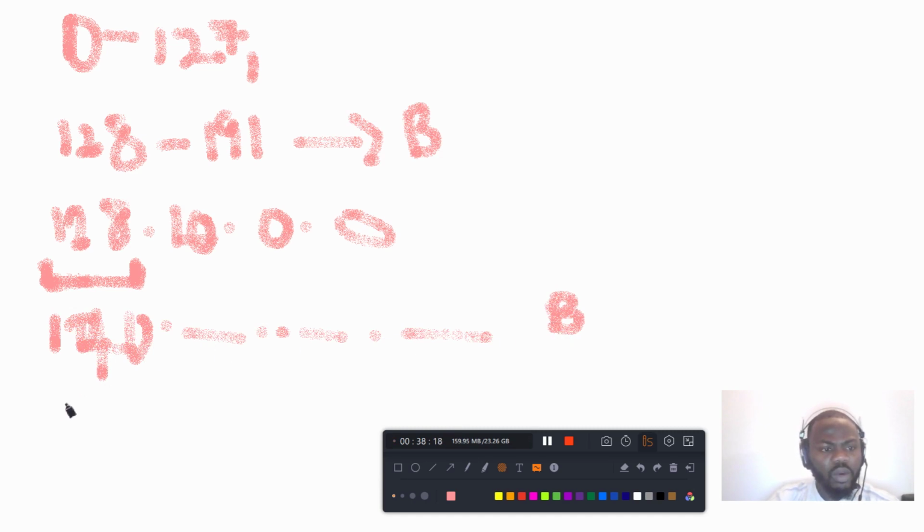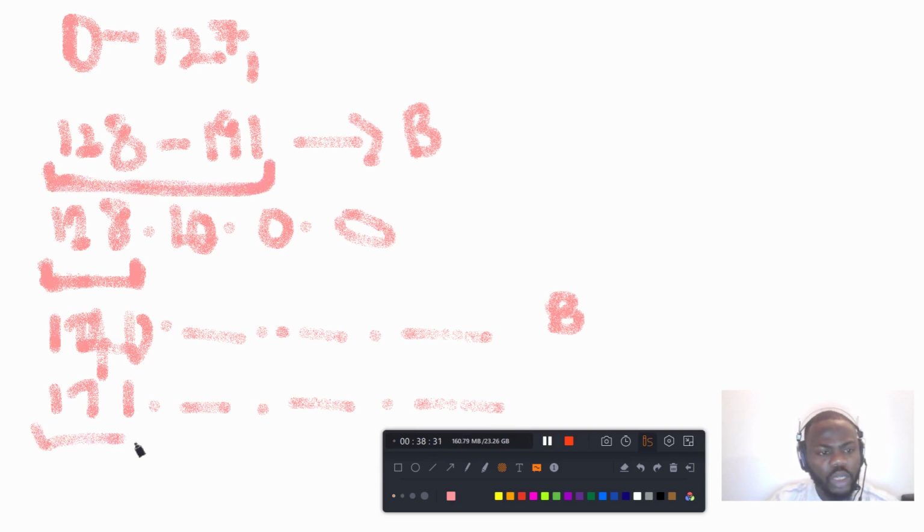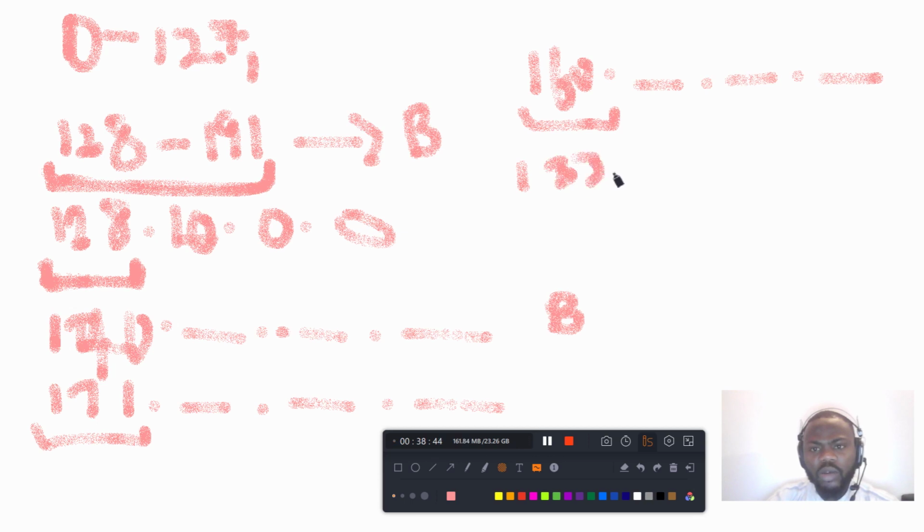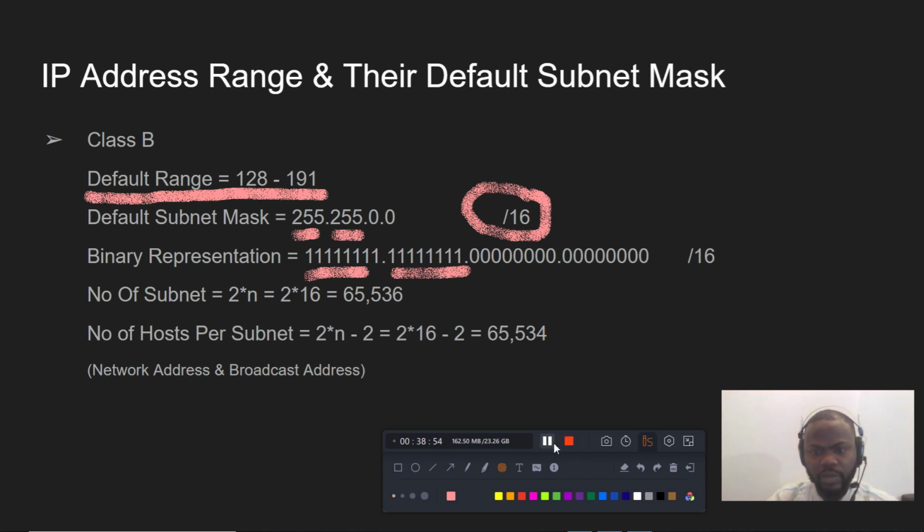If you say 171 dot any number dot any number dot any number, just looking at it, ensuring that it falls within this range means this one is class B also. 160 dot any number dot any number dot any number, that is also a class B. 133 dot any number dot any number dot any number, that's also a class B. I'm sure you understand by now. So let's go back to our slides.